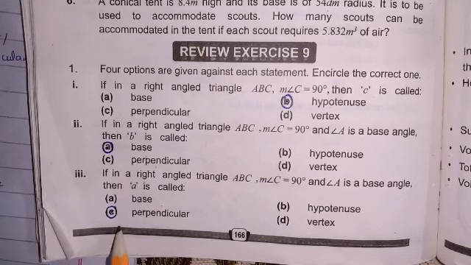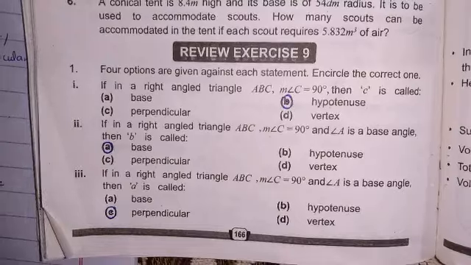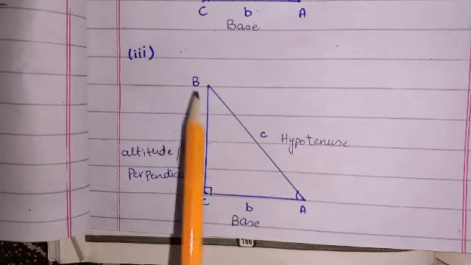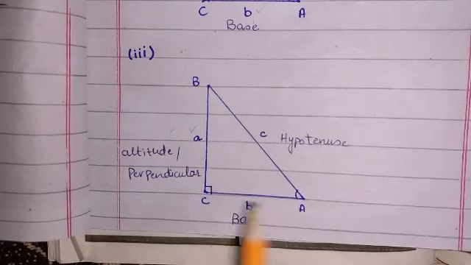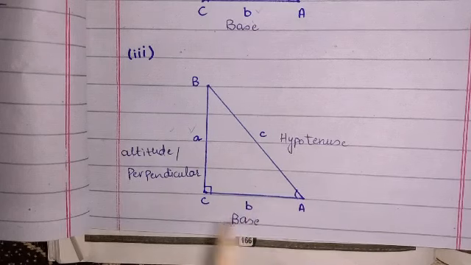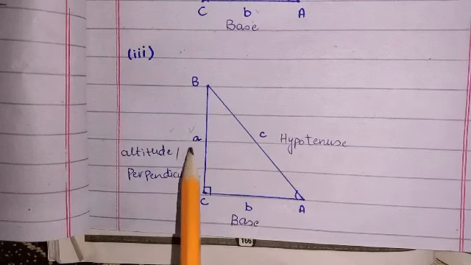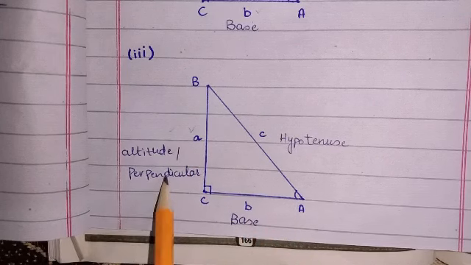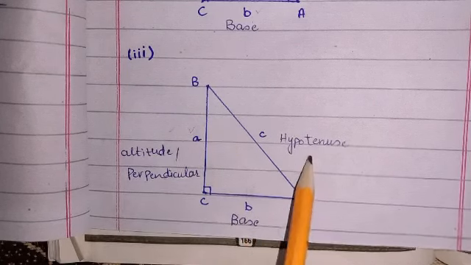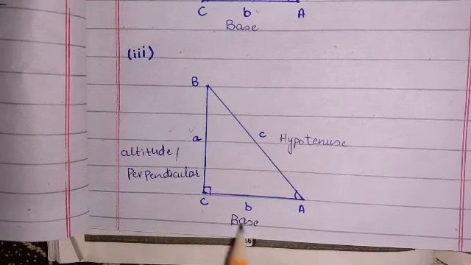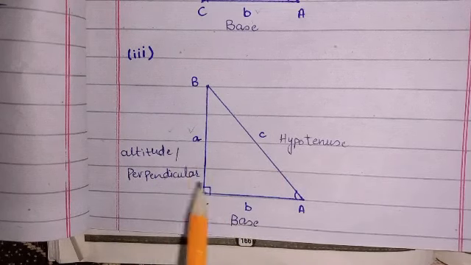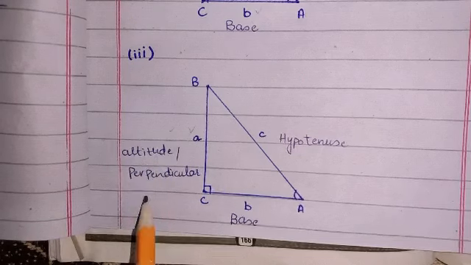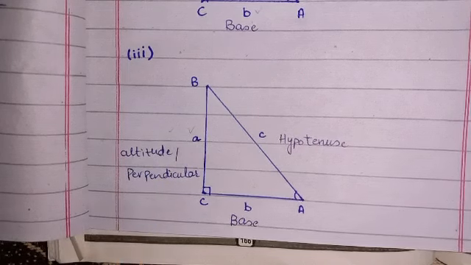How? Now students, look at the triangle. Here is a triangle ABC. At point C we have a right angle, and A is a base angle. They are asking what A is. As you can see, A is our altitude, or you can say perpendicular, AB is our hypotenuse, and AC is our base. So A is the altitude, or you can say the perpendicular.